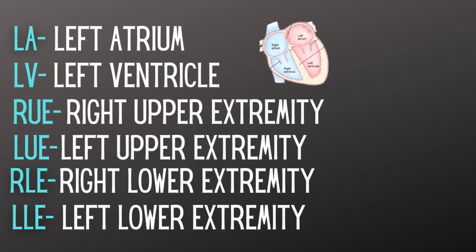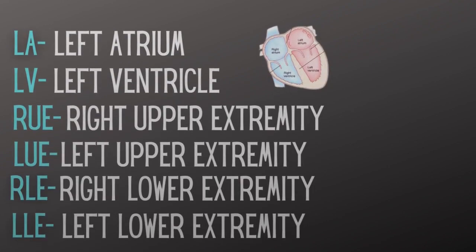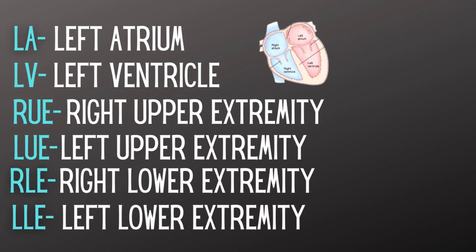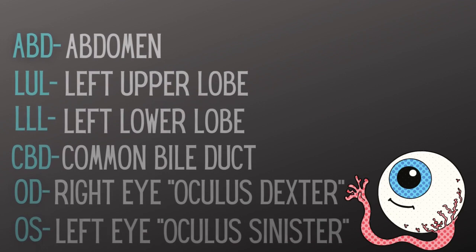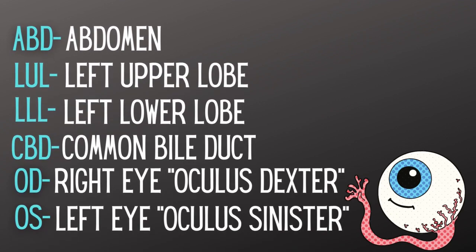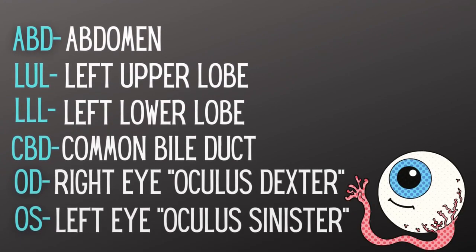Right upper extremity is RUE. Left upper extremity is LUE. RLE is right lower extremity, and LLE is left lower extremity. ABD is abdomen. LUL is left upper lobe, talking about the lung here. Maybe, I guess it could still be the liver too. LLL is left lower lobe. CBD is common bile duct.